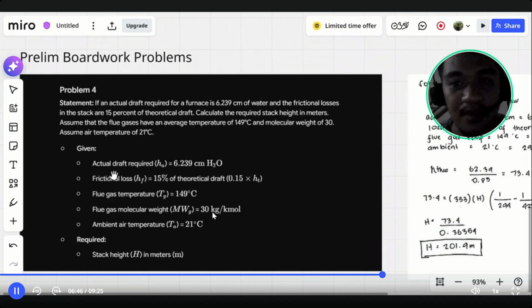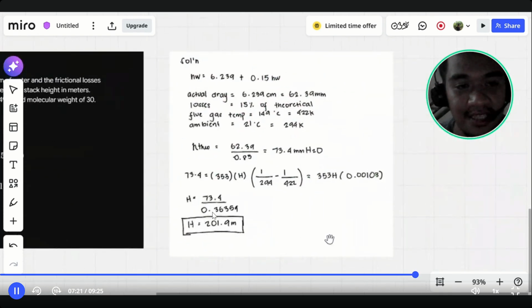For the given, we have actual draft required, which is 6.239 centimeters water, and frictional losses, which is 15% of theoretical draft. We have flue gas temperature, which is 149 Celsius, and flue gas molecular weight of 30 kilograms per mole. And we have ambient air temperature, T_A, of 21 Celsius. The required is stack height in meters. For my solution, I drafted this on paper.